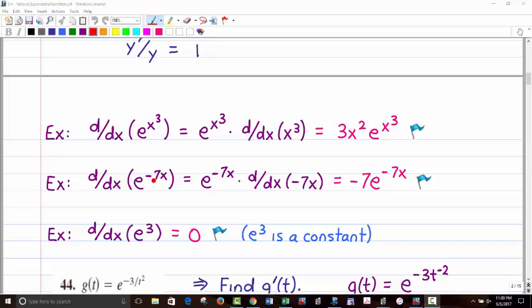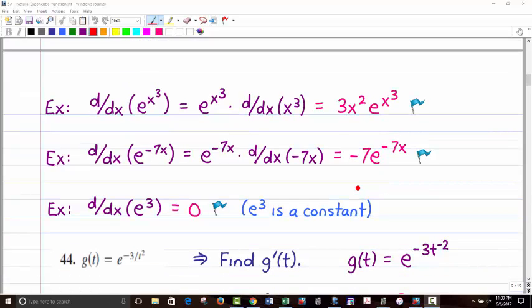So e to the negative 7x, it would be e to the negative 7x times the derivative of negative 7x, makes it negative 7e to the negative 7x.